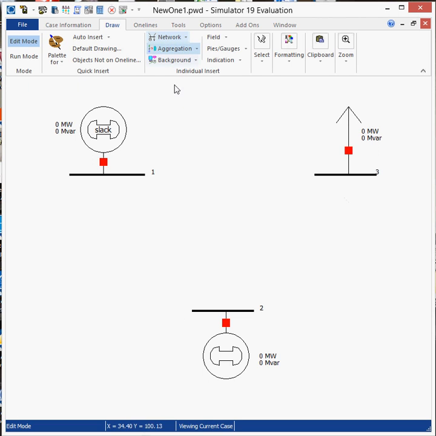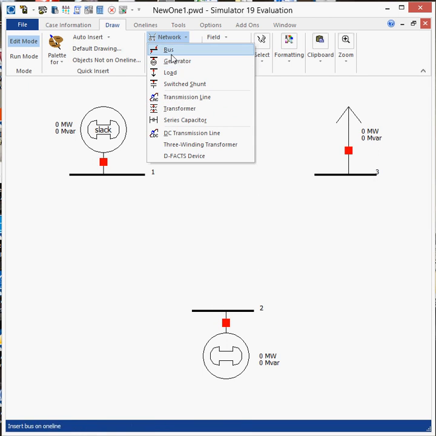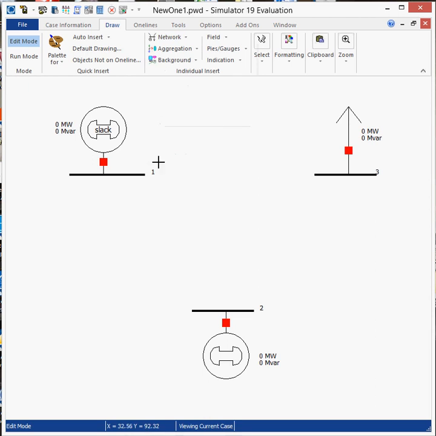So you will need the transmission lines to connect bus 1 to bus 3, bus 3 to bus 2, and 2 to 1. So go to network and look for transmission line, AC transmission line. You need to draw a line from 1 to 3.